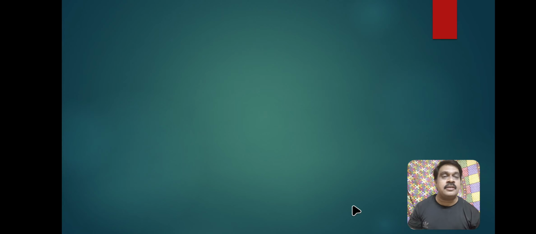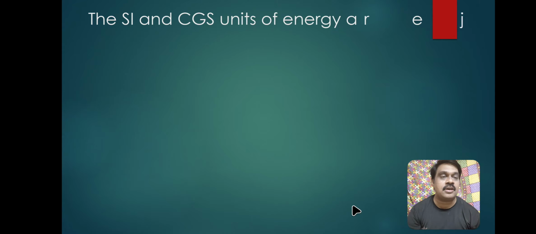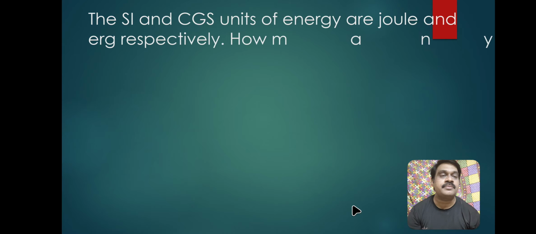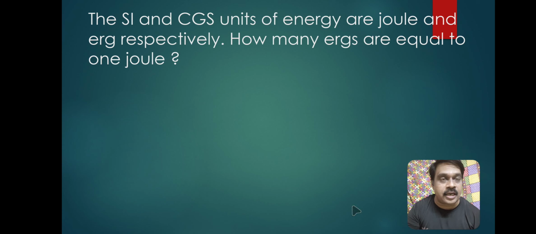So this is the question. The SI and CGS units of energy are joule and erg respectively. How many ergs are equal to 1 joule? That is the question we are going to discuss right now.